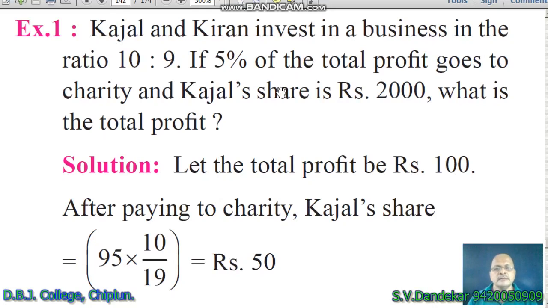Let us read some solved problems. Kajal and Kiran invest in a business in the ratio 10 is to 9. If 5% of the total profit goes to charity and Kajal's share is rupees 2000, what is the total profit?